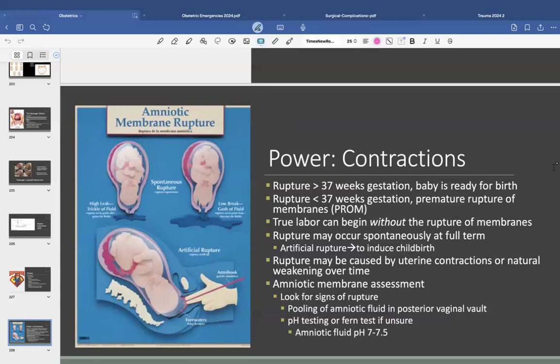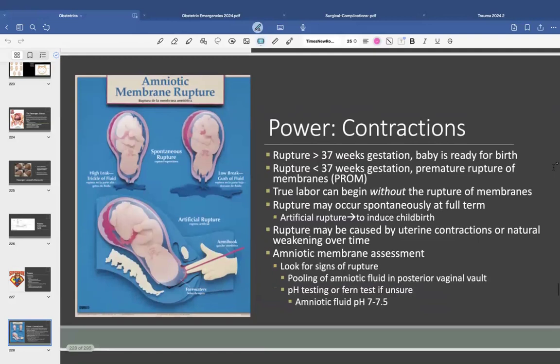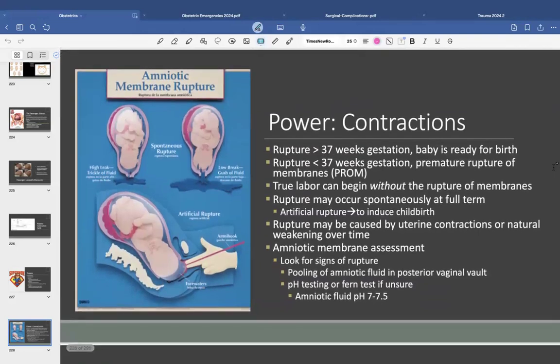As a provider, you're gonna look for signs of rupture. You're gonna look for pooling of amniotic fluid in the posterior vaginal vault. If you're not sure if it's amniotic fluid or not, you can do pH testing or burn test, which we're gonna talk about. And that bottom picture just shows an amnio hook, which is gonna help rupture the membrane. Amniotic fluid pH is about 7 to 7.5, which we're gonna talk about on the next picture.